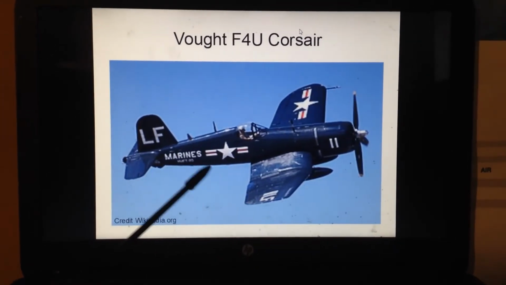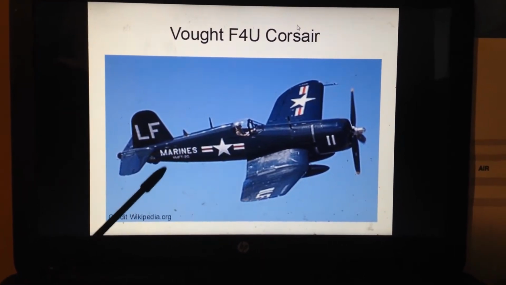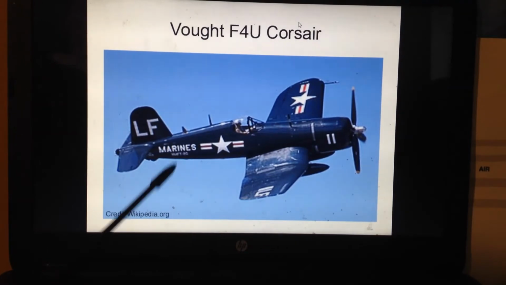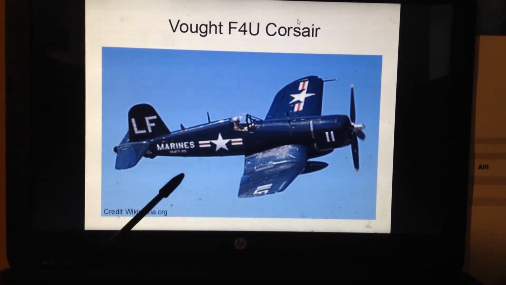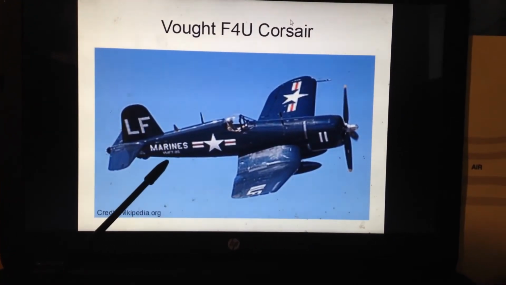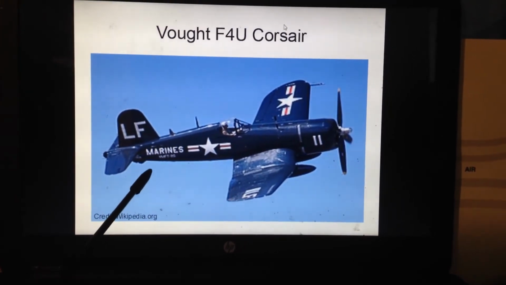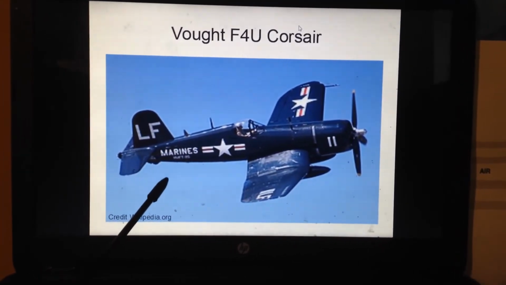Next we have the Vought F4U Corsair, which is used by the American Navy and is arguably one of the best airplanes used in the Pacific theater. This plane was so good that it was used in the Korean War and stayed in service long after World War II.